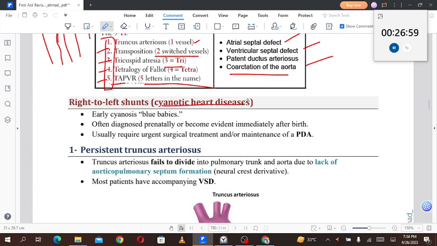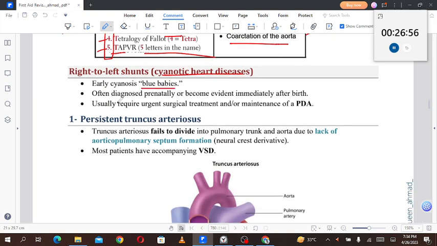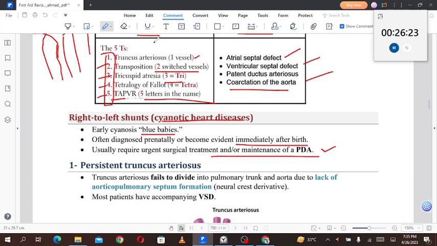Right-to-left shunt cyanotic heart diseases cause early cyanosis; these are called blue babies, often diagnosed prenatally or becoming evident immediately after birth, and usually requiring urgent surgical treatment and/or maintenance of the patent ductus arteriosus. So in the case of blue babies with cyanotic heart disease, we have to keep the ductus arteriosus patent, because that is the only source of oxygenation of the systemic circulation, because the blood entering the right heart needs to go to the left circulation, as there are a lot of conditions over here.